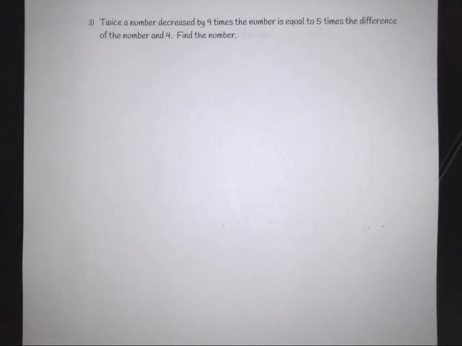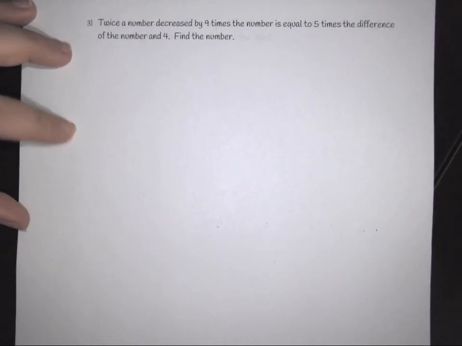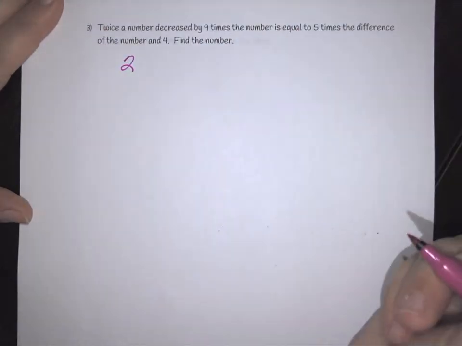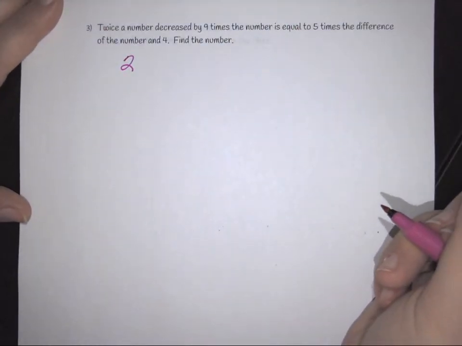So to do this one, you have to do what's called unpack or translate your English sentence. And you need to translate it into a mathematical statement. To do that, you need to start with the very beginning of your sentence and read it very slowly. First of all, I have twice a number. So twice is another way of saying 2 times. So I have a 2. And then a number is easily represented by a variable.